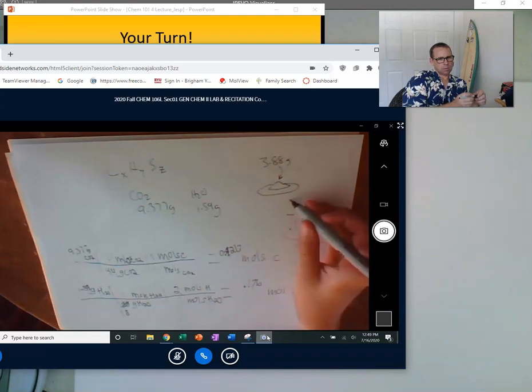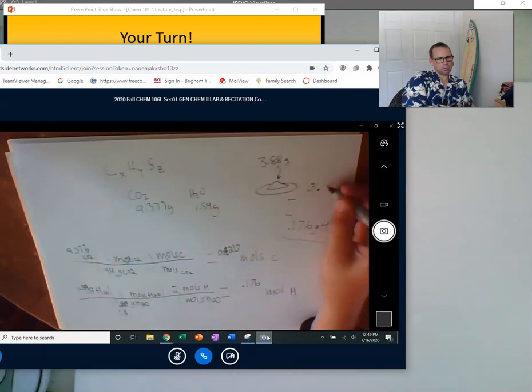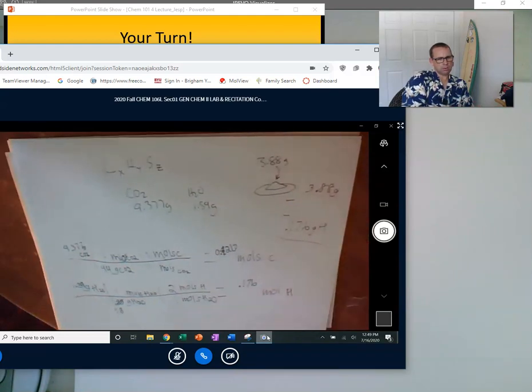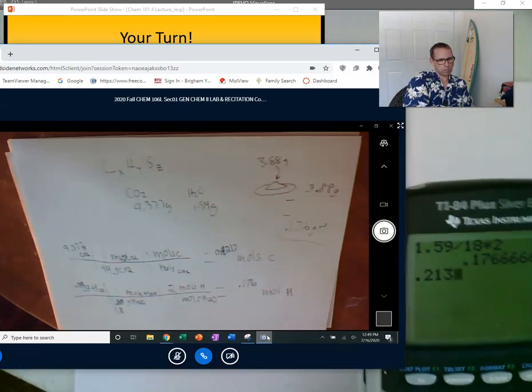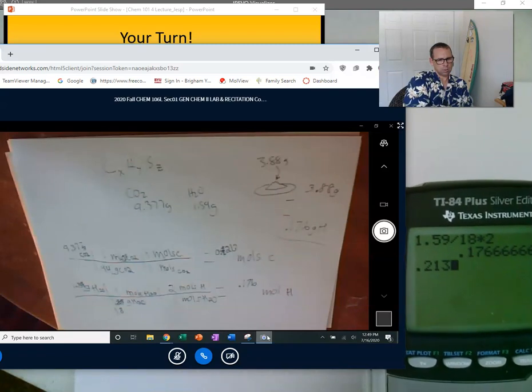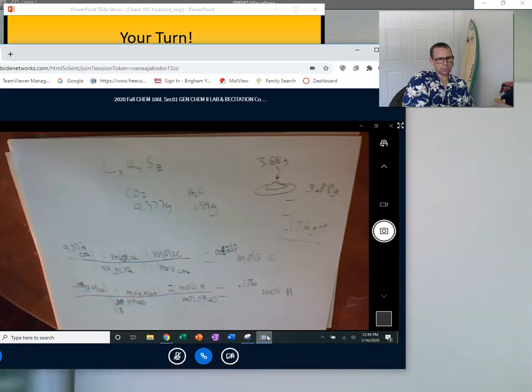Now we also have to subtract grams of carbon, right? Good. So how many grams of carbon? How do we find out how many grams of carbon? 0.213 divided by 12. Why don't you write the equal sign and then use that moles of carbon that you have right there and convert it to grams of carbon? Why don't you set up that equal sign, put the equal sign down there.